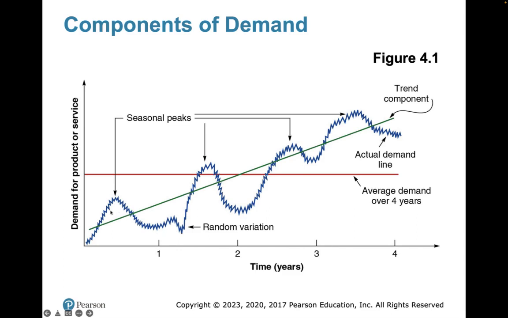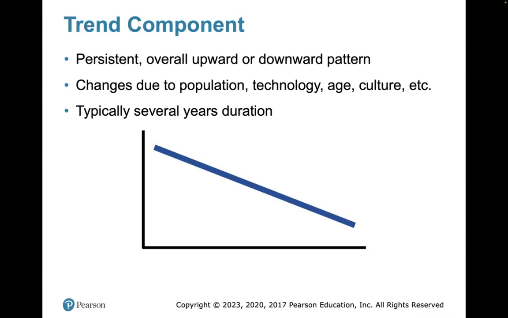So typically we see a pretty steady kind of up and down demand line here, but we notice here it drops a little bit lower than usual. Usually it would stay up here, right? So this is considered some sort of random variation. We don't see it again throughout the 4 years. So let's get into a little bit more detail on each component.